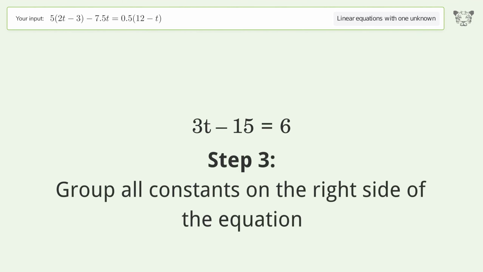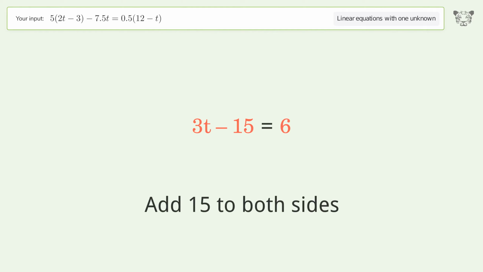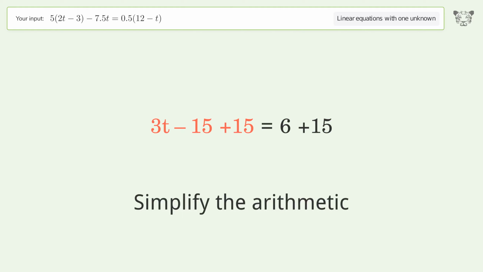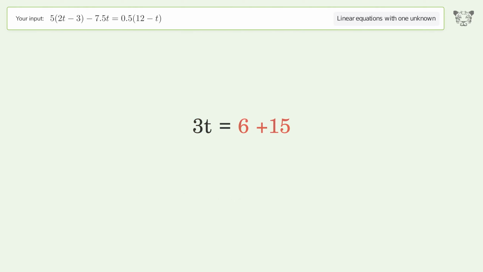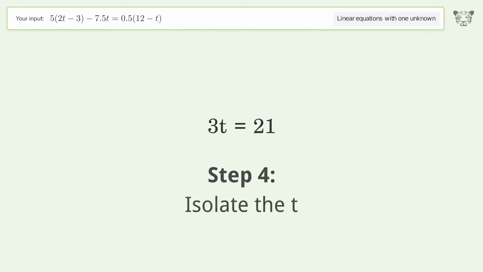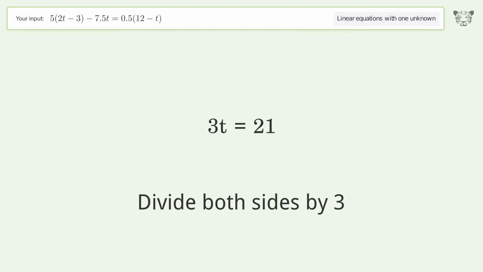Group all constants on the right side of the equation. Add 15 to both sides. Simplify the arithmetic. Isolate the t. Divide both sides by 3.